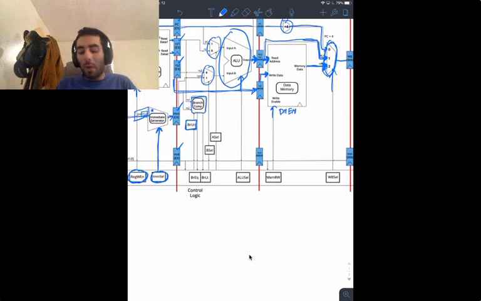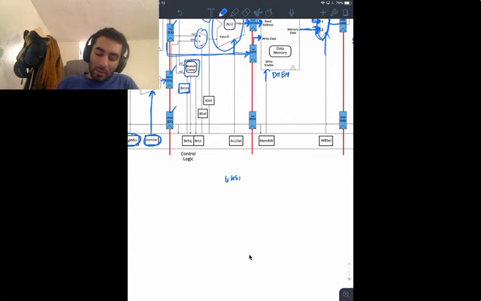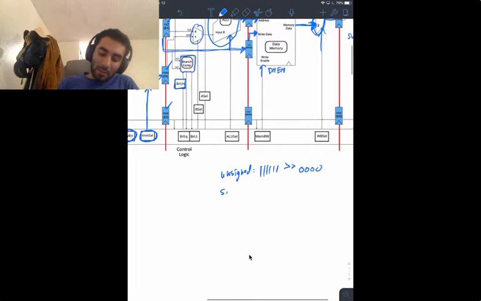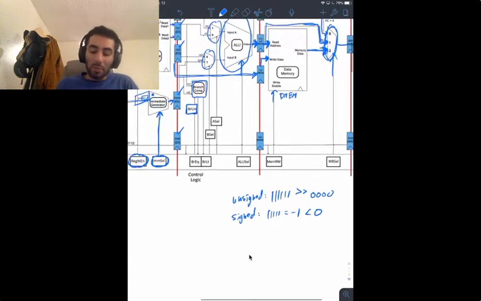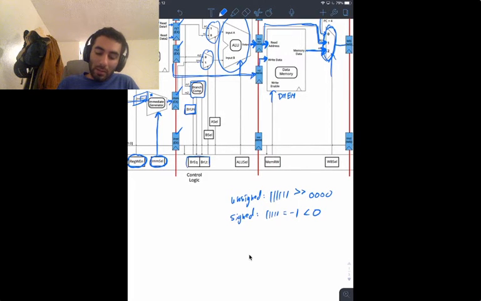And you should review your number representation to remember that if it's an unsigned comparison, for unsigned numbers, all ones is much bigger than all zeros, right? But in a signed comparison, all ones is just straight up equal to -1, which in this case is less than 0. So obviously the choice of whether your comparison should be signed or unsigned is a pretty important one. I will come back to these guys.